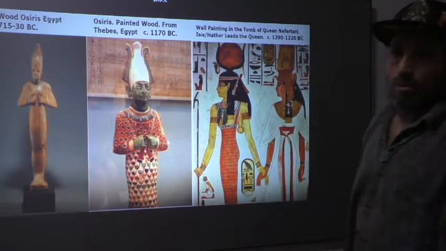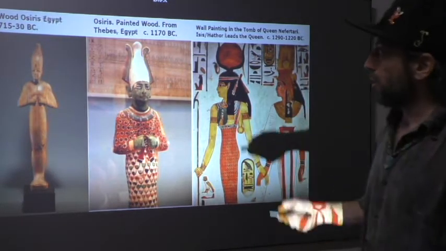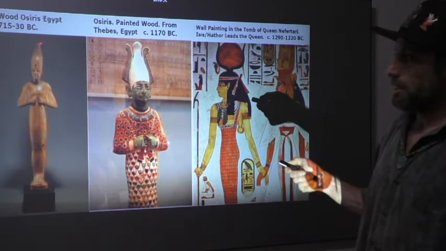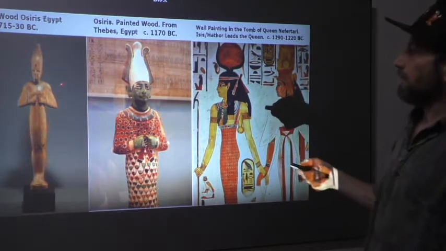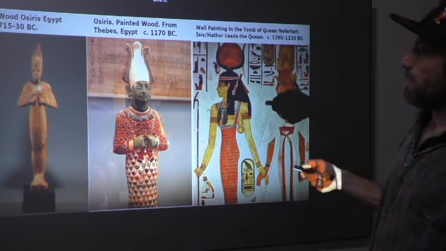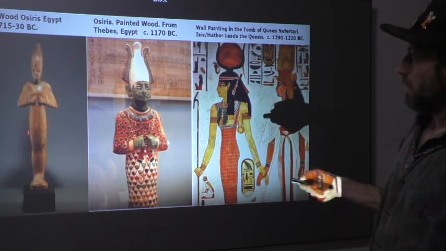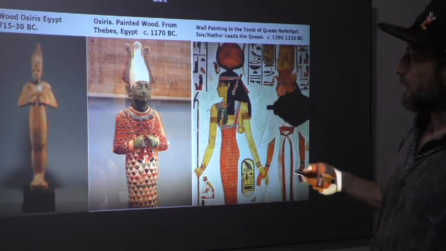And here are a couple images of Osiris. Right here is a wood Osiris from 715 to 30 BC. And you can see the arm pose. Right here is the mushroom cap, and his body is the base and the stem.